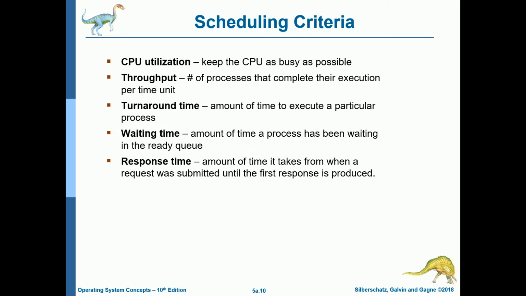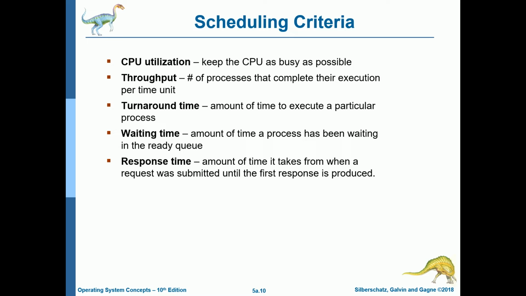Throughput. If the CPU is busy executing processes, then work is being done. One measure of work is the number of processes that are completed per time unit, called the throughput. For long processes, this rate may be one process over several seconds. For short transactions, it may be tens of processes per second.